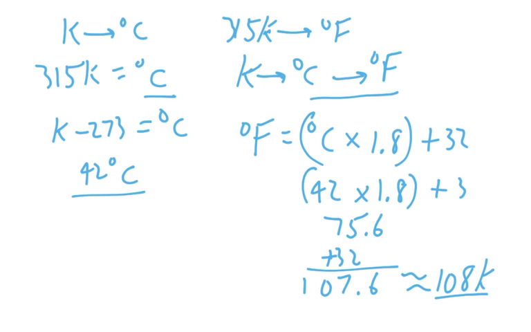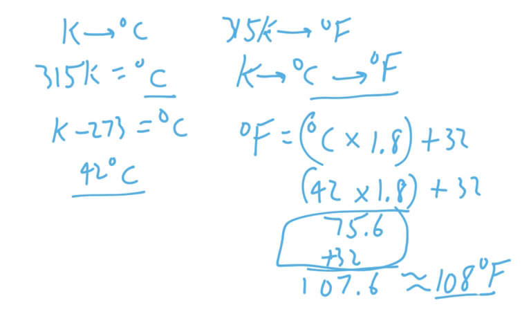We added 32. I wrote it vertically over here. Okay? If you left it without rounding, you would then have, and I put the wrong unit there, I apologize, you would have 107.6. And the unit is Fahrenheit, not Kelvin. So that's how you would do that.